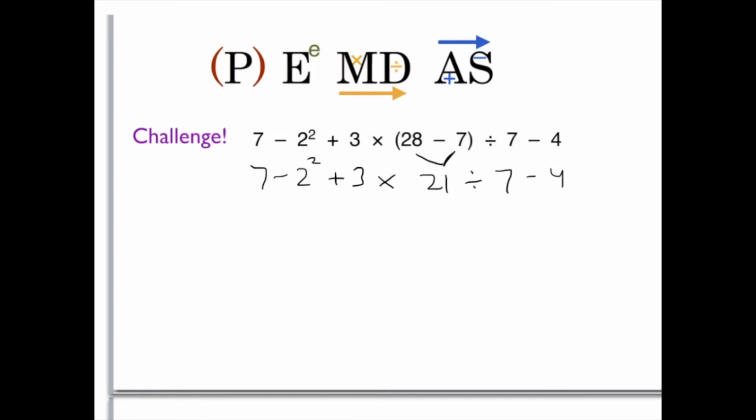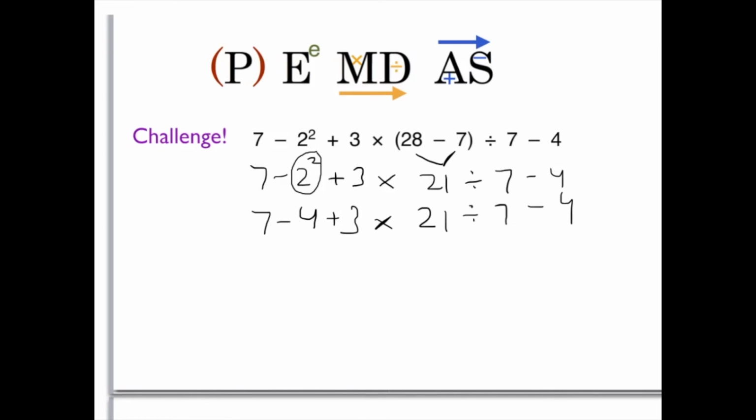Do we have any exponents? And yes, we do have exponents. That 2 squared has an exponent, so we're going to go ahead and calculate that. So we get 7 minus 4, because 2 squared equals 4, plus 3 times 21 divided by 7 minus 4. Okay, again, no parentheses, no more exponents. Next is multiplication and division from left to right.